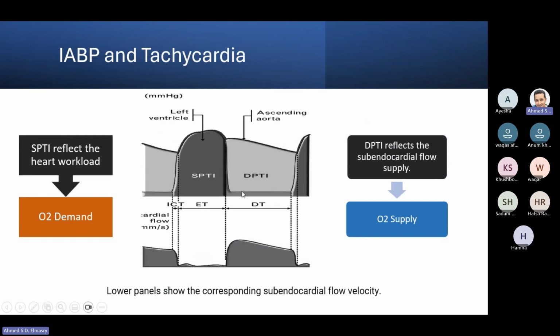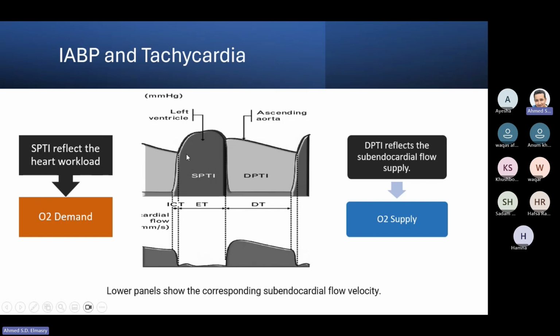And as you see, this is the physiology behind the coronary perfusion of the patient with intra-aortic balloon. So this is the dicrotic notch. So this is the systolic pressure time index, diastolic pressure time index. And the time for the diastolic pressure time index is a surrogate for the coronary perfusion. This is the coronary blood flow during the diastole.